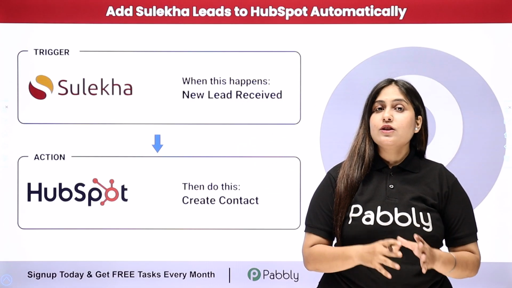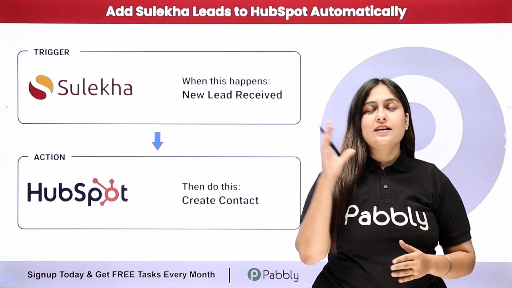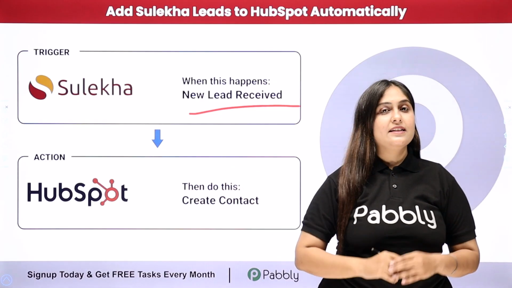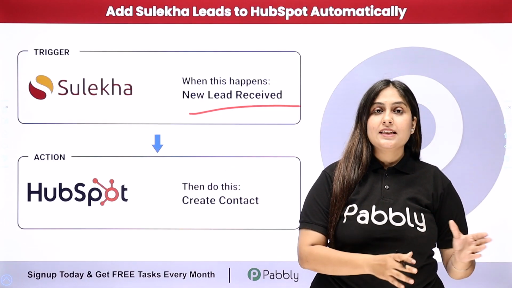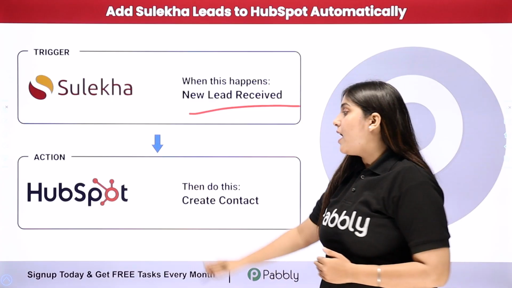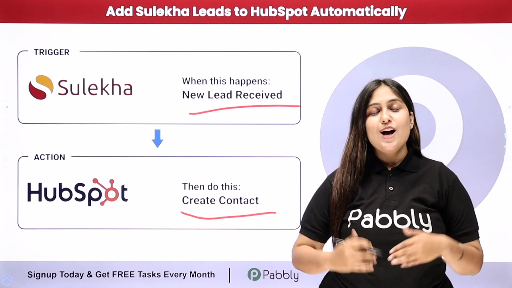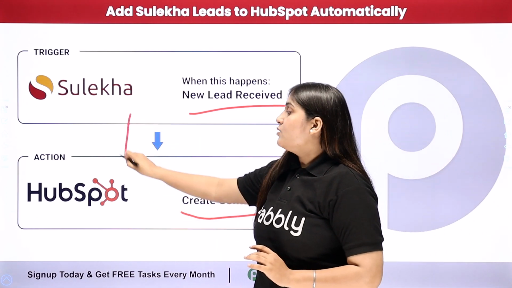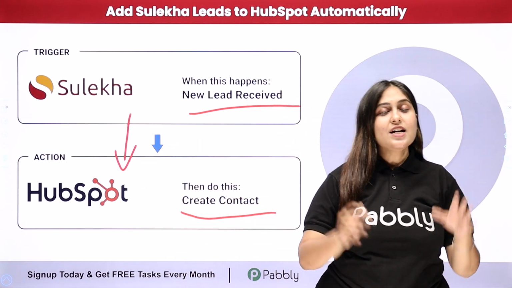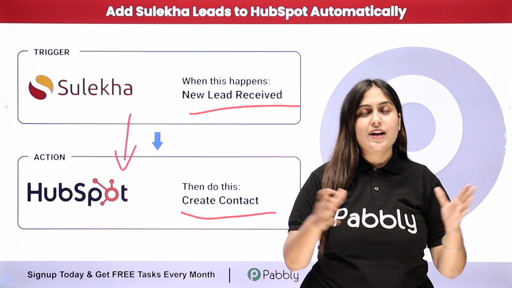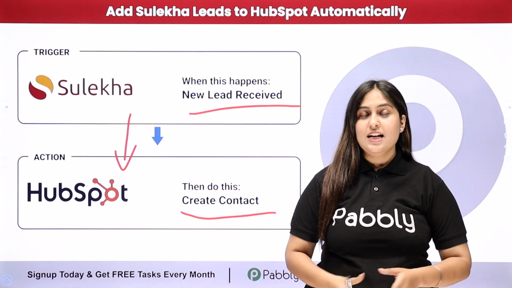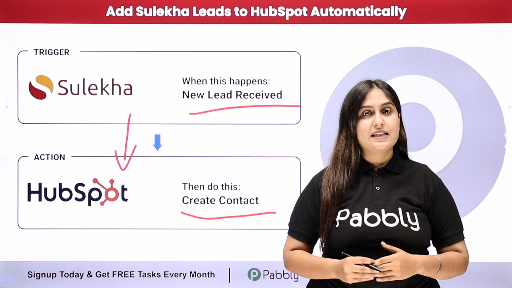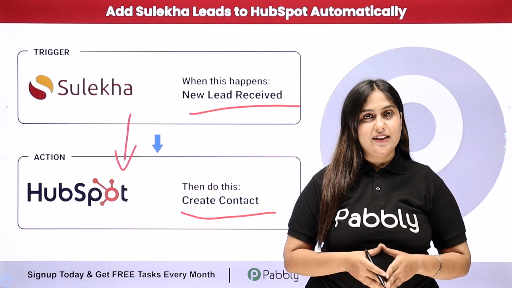So I receive a lot of leads through my Sulekha account, and here my objective is, whenever I receive a new lead, automatically and instantly I want to add that lead as a new contact in my HubSpot CRM account. So to automate the entire process, we will connect our Sulekha account with our HubSpot CRM account using an automation software named Pabbly Connect. So now, to see the working of this automation and to learn this process step by step, let me take you to my screen.